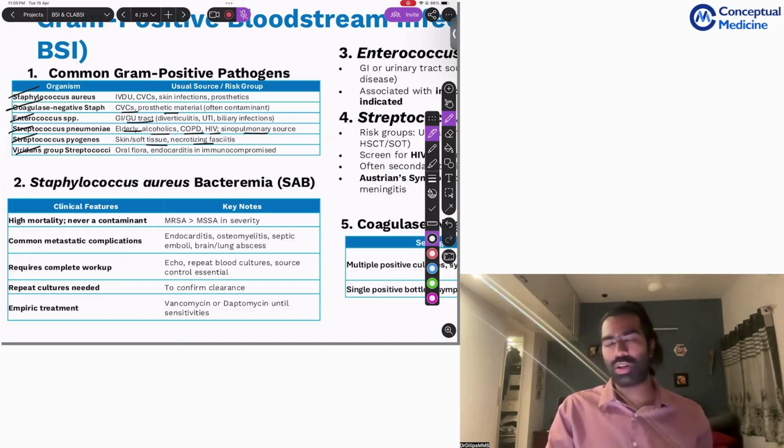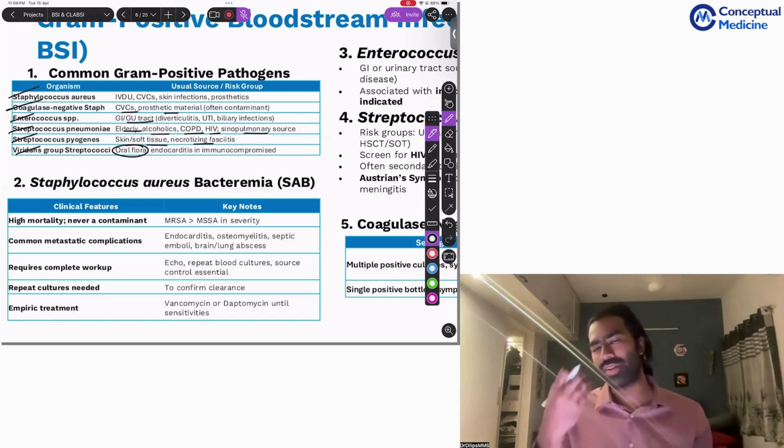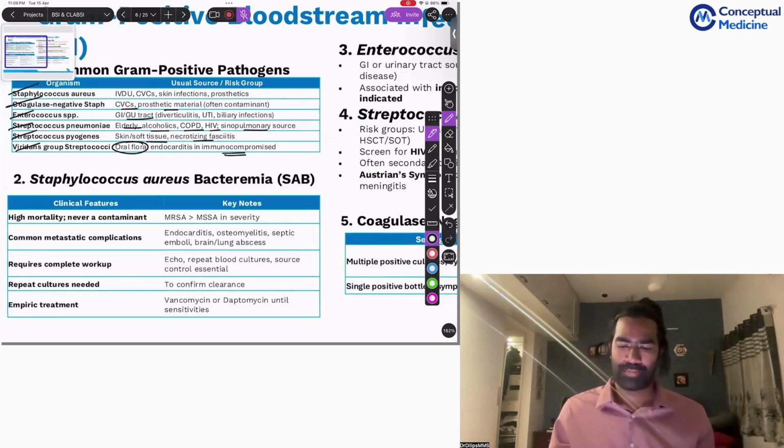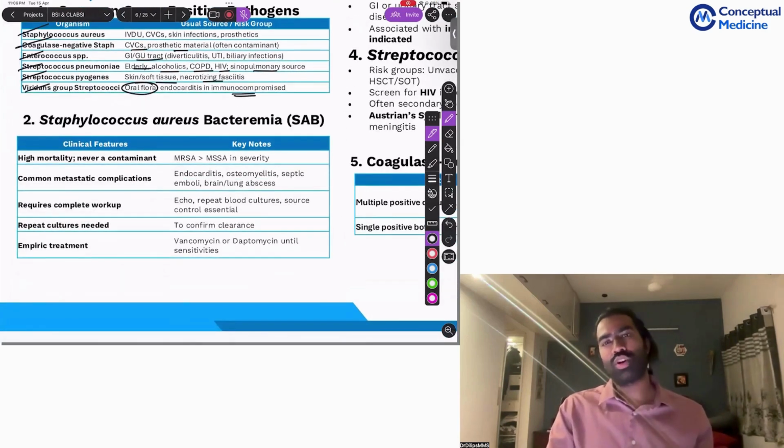And Viridans group Streptococcus can be suspected after dental workup generally. It's a commensal of the oral flora, so after dental workup, it's very common. And if you're thinking in terms of subacute endocarditis, especially in immunocompromised individuals, you can think of Viridans group Streptococcus. So what about Staphylococcus aureus bacteremia?